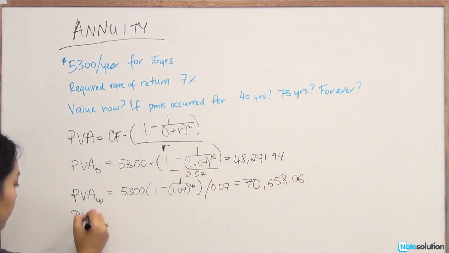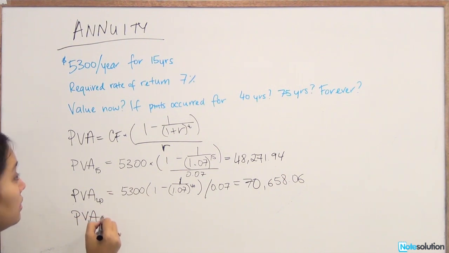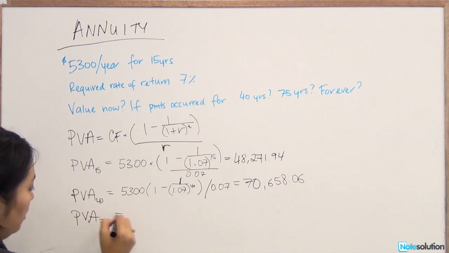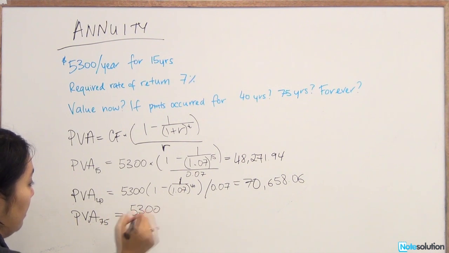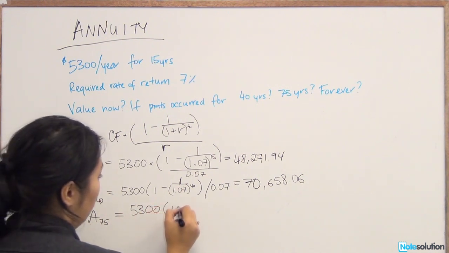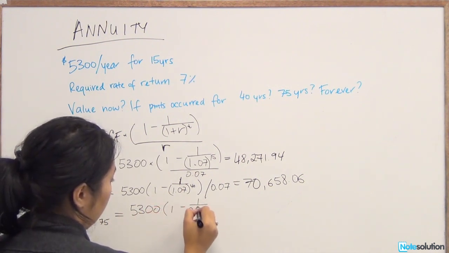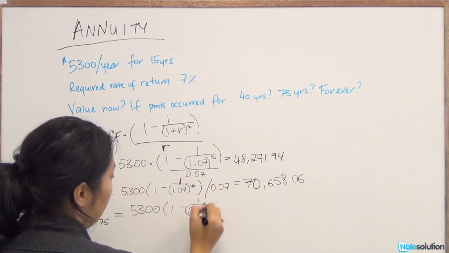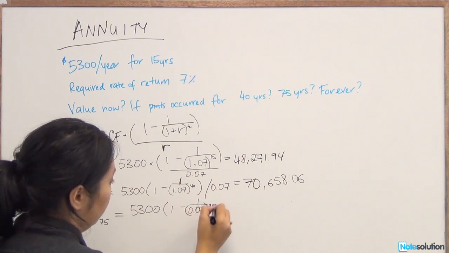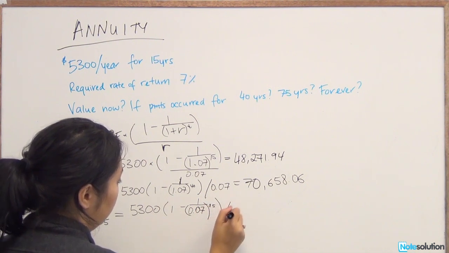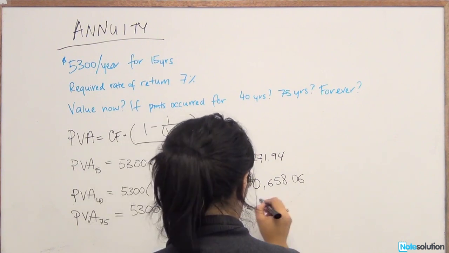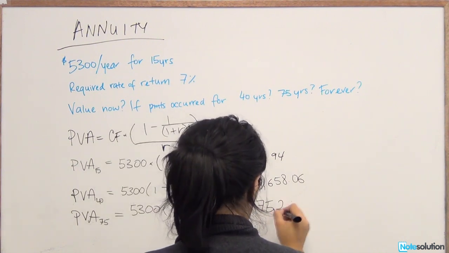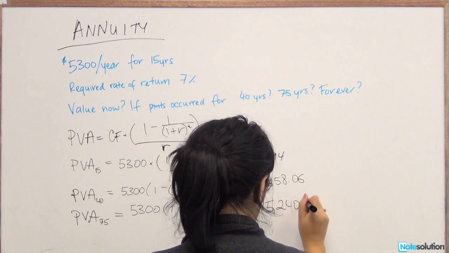Next part, present value of an annuity is, this is going to be invested for 75 years, so you're going to receive 75 payments. So your payment stays the same, 5,300. Your time period changes to 75. And you get an answer of 75,240.70.